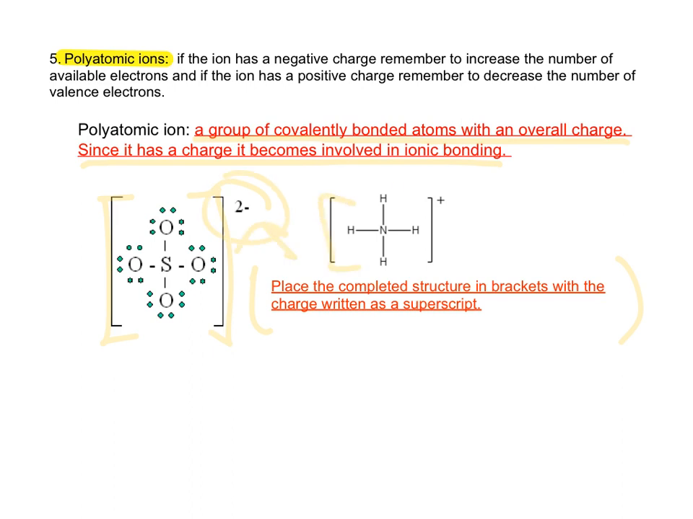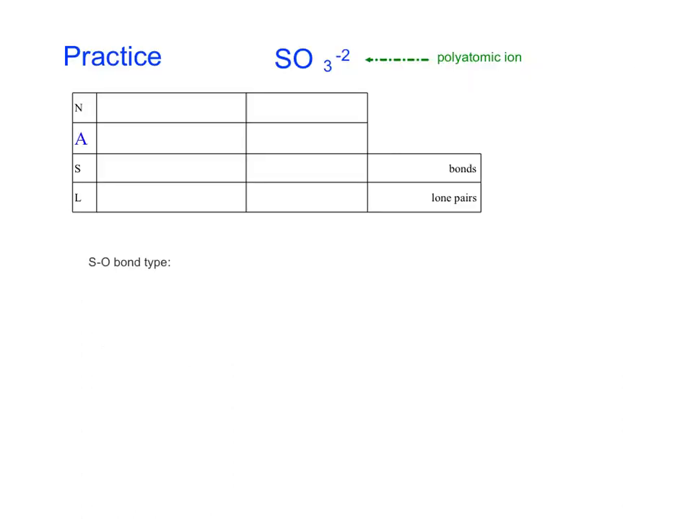Or here, this NH4 has lost one electron. It's now got a plus one charge. So it's a little bit different. Let's go back to the example, SO3 minus 2. The only thing we need to change is the A step, so we're going to do the needed step exactly the same.